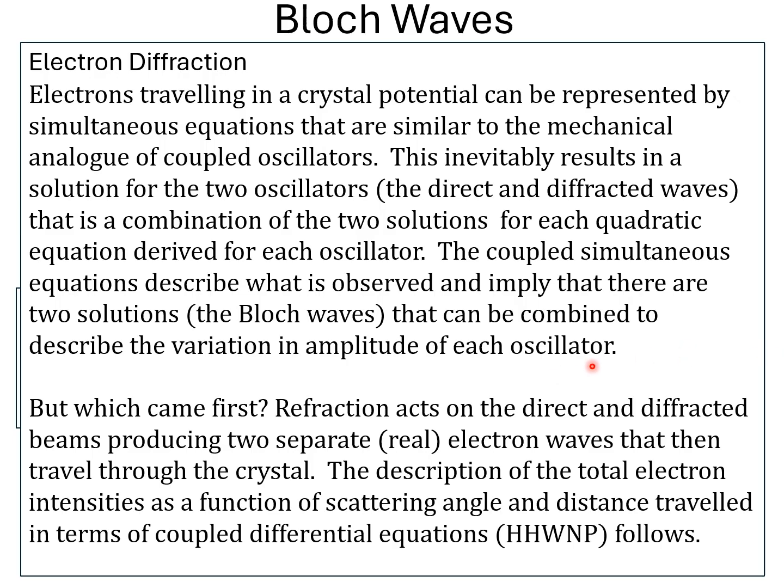But which came first? If one looks at the equations that are formulated, we end up with two Bloch waves being the result. But which came first? Refraction acts on the direct and diffracted beams, producing two separate real electron waves that then travel through the crystal. The description of the total electron intensity as a function of scattering angle and distance traveled in terms of coupled equations follows. So going at it from the reverse direction, you'd get the same answer.